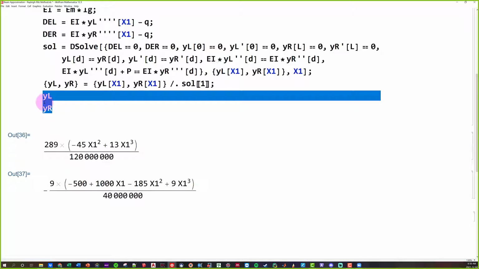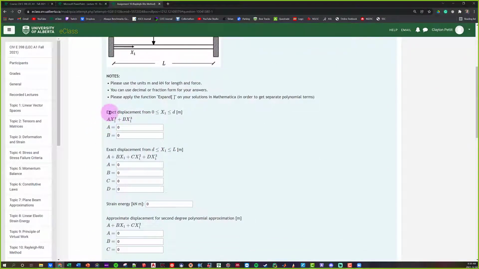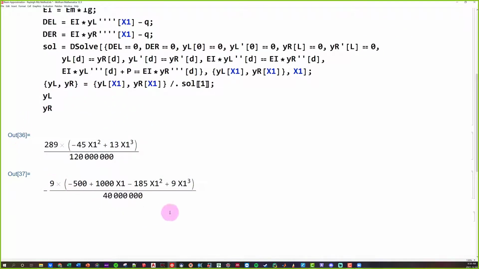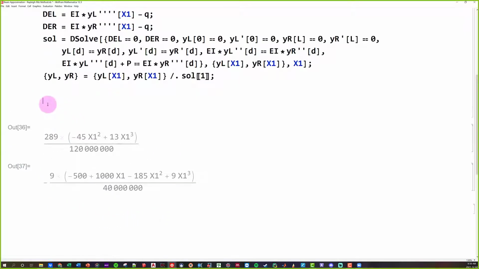What I'm going to do is start displaying results, because if you look at your question, the first thing it asks for is what is the exact displacement from 0 to D, and what is the exact displacement from D to L. And it gives it in a very particular form. It wants something times x1 squared plus something times x1 cubed. So we want this in this expanded form. Right now, as we can see, it's not really in an expanded form. So I'm going to delete this.